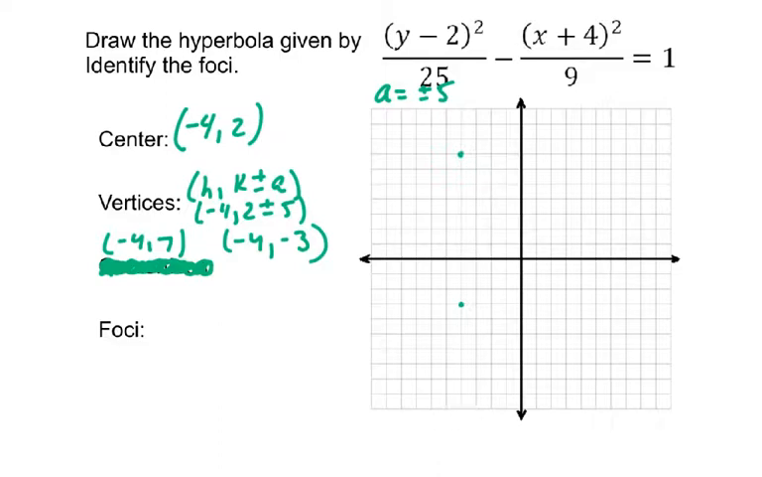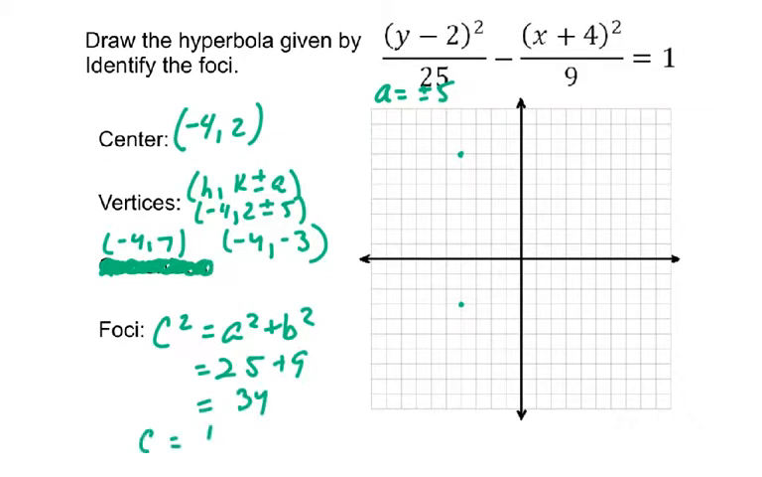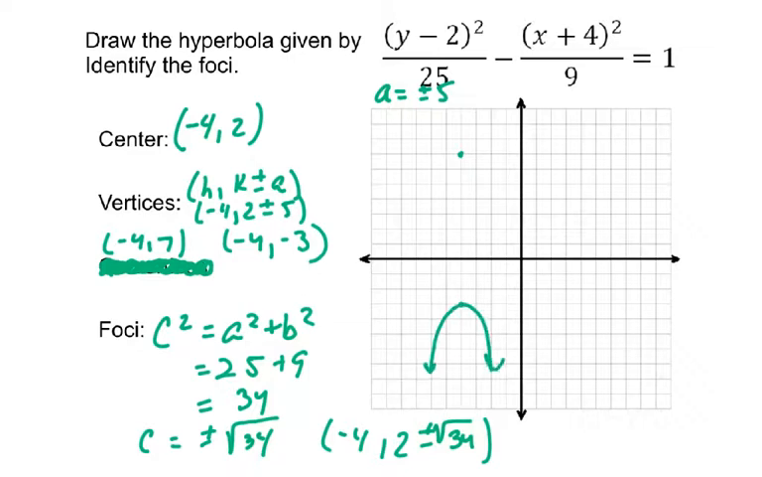The foci, c squared equals a squared plus b squared. In this case, it's going to be 25 plus 9, which is 34. So c is equal to plus or minus the square root of 34, which means our foci are at -4, 2 plus or minus the square root of 34. But our hyperbola basically opens up and down something like this.